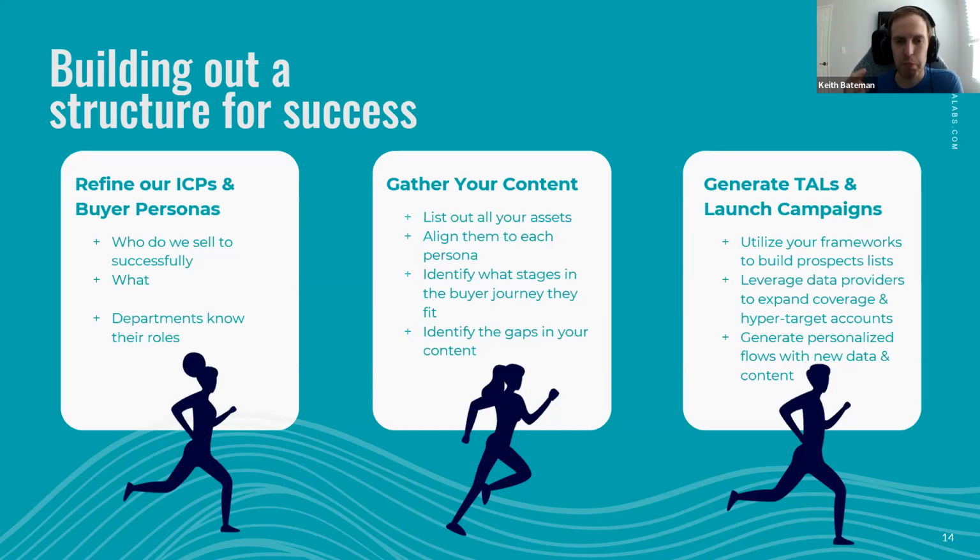So utilize those frameworks to build out prospect lists, leverage the data providers to expand our coverage and hyper-targeted accounts, and then generate personalized flows with that new data and content. Those are the three stages. That's how you can be successful with ABM or general hyper-targeted, personalized targeting and messaging. Whether you're in ABM or just starting up ABM, you can be successful with this. Or if you're doing wider messaging and trying to get more personalized with your messaging and targeting, this can also be a framework for that as well.